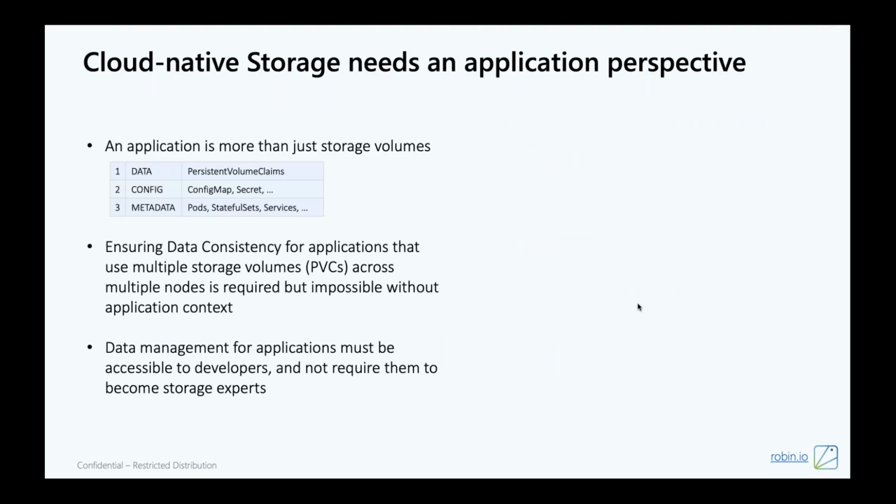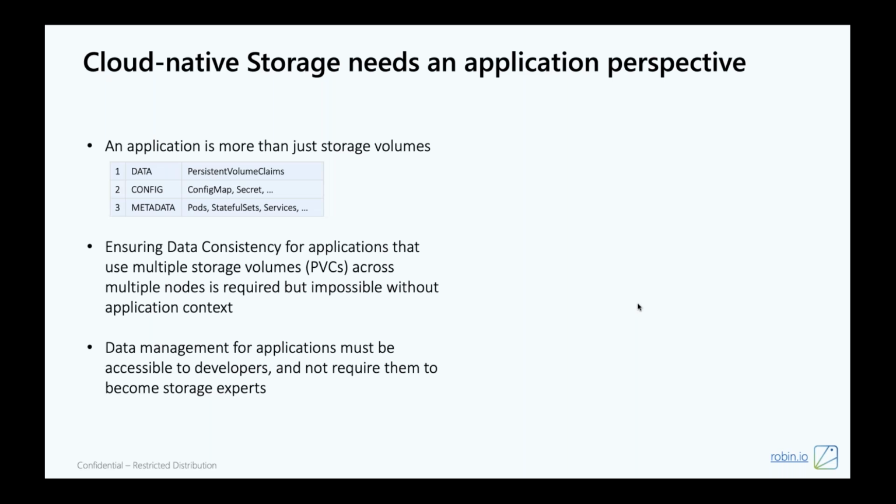What we realized is that when you are talking about an application deployed in Kubernetes, it's not just the storage that we should care about. It should be the whole application. So it should be the config maps, the secrets, the persistent volume claims, the pods, and the services. You can think of it as an analogy.